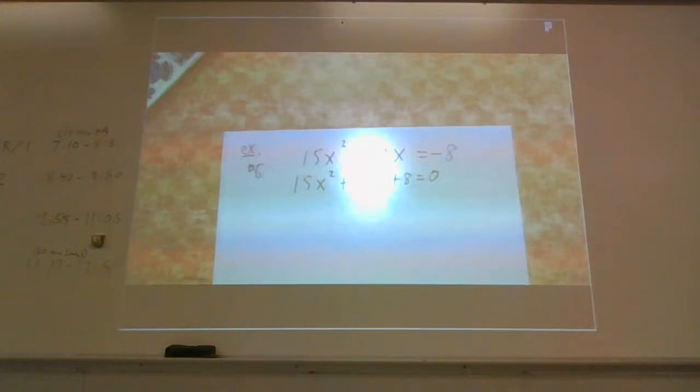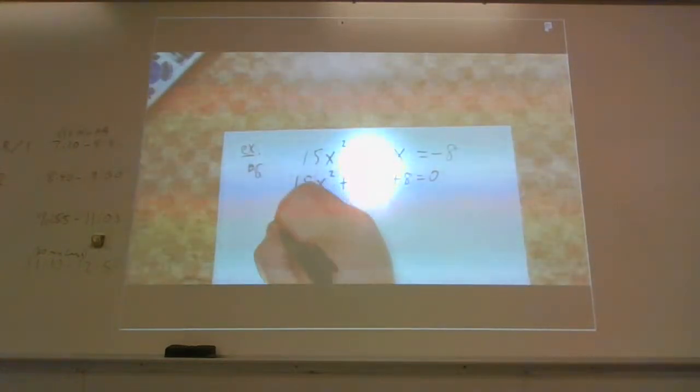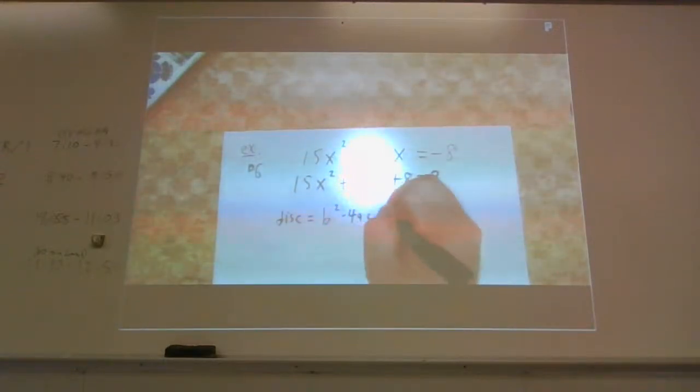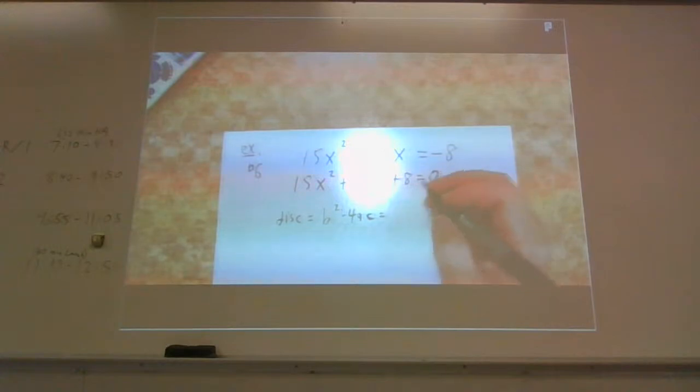Cool. Now what? Remember, you're not factoring. You're not going through the Tucker method. You don't have to do GCF. You don't have to do A times C. What should I calculate first by itself? Starts with the D, ends with an T: discriminant. You got it. I love the discriminant. The discriminant is b squared minus 4ac. Let's just calculate that separately.